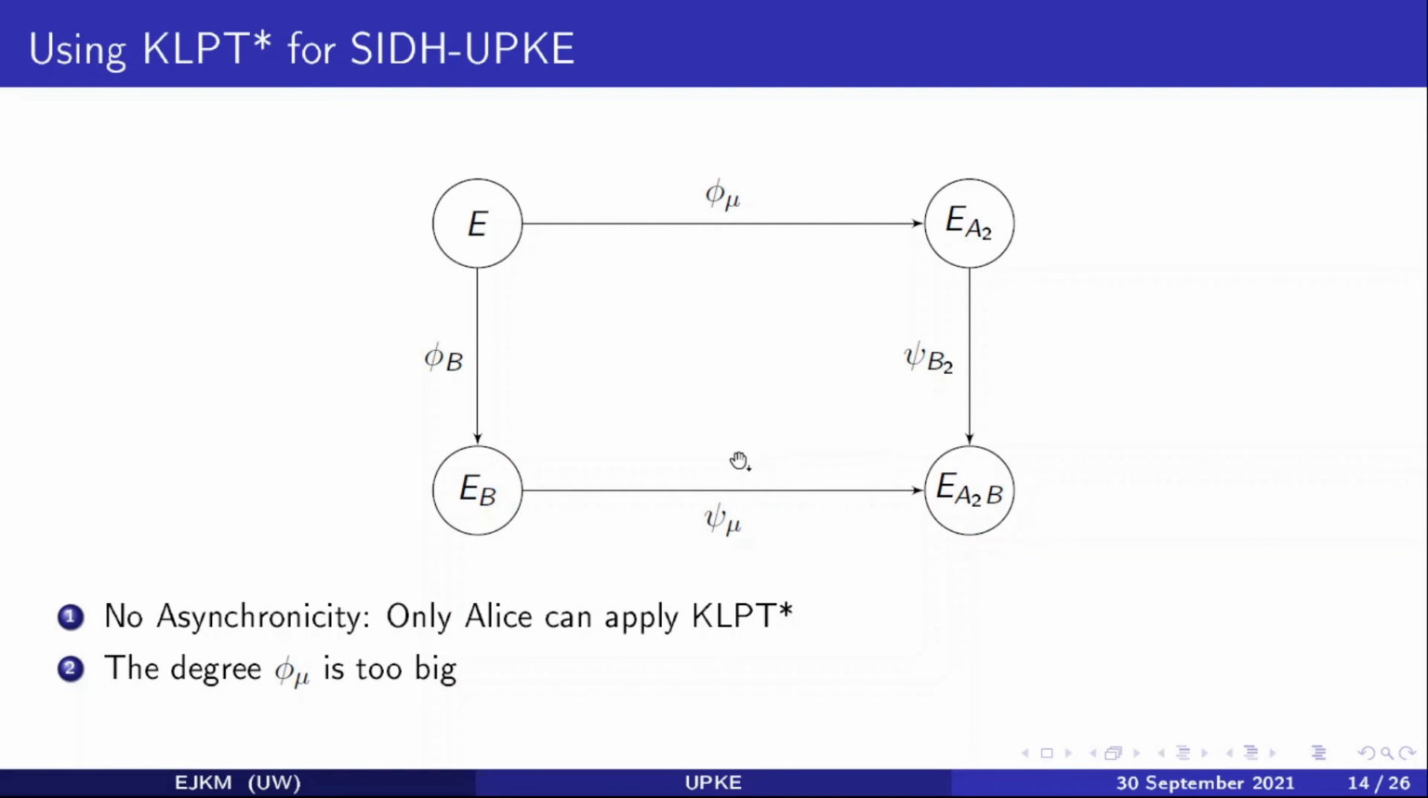The first one is that this does not respect asynchronicity. This is because our method requires the knowledge of the old isogeny, which was Alice's secret key, so only Alice can apply KLPT star. For now, this issue has no known solution. Also, we have another issue: after multiple updates, the degree of phi mu can get too large. By that we mean that usually in an SIDH exchange, we use the kernel of the isogeny to define the isogeny, but if the degree of that isogeny is too large, we cannot do that. This second issue we can solve for now.